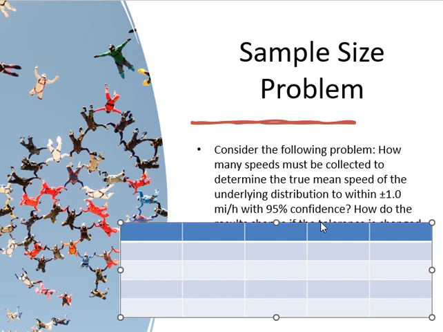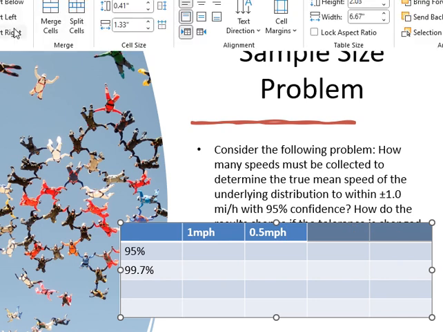Okay, so now we have 95% confidence and we have 99.7% confidence. We have an error of 1 mile per hour and we have an error of 0.5 miles per hour. Okay, so we have to calculate the values for these different combinations.